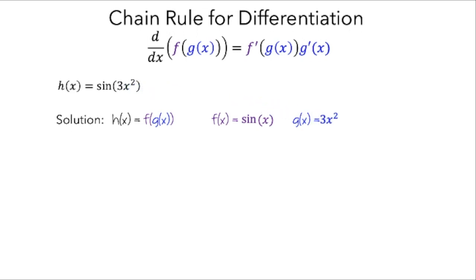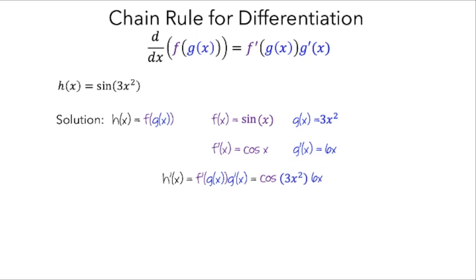The next step is to compute the derivative of the outside function and argument. Here, the derivative of f is cosine of x, and the derivative of g is 6x. To use the chain rule, we need to take the derivative of the outside function, plug in the argument, and multiply by the derivative of the argument. So the derivative of sine is cosine. Then plug in the argument, and then multiply by the derivative of the argument.